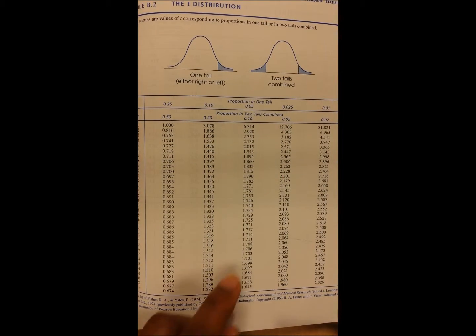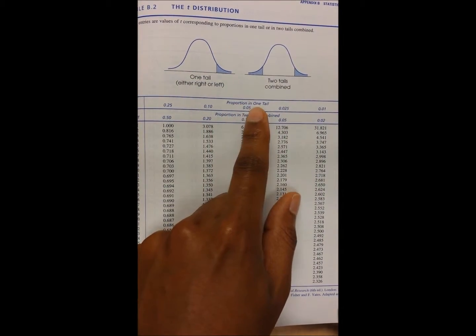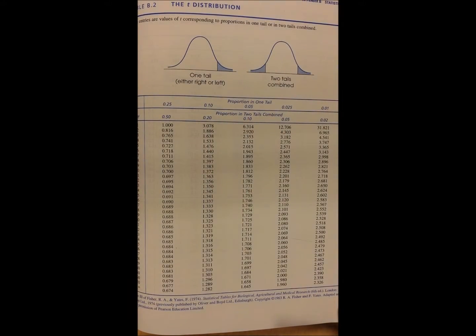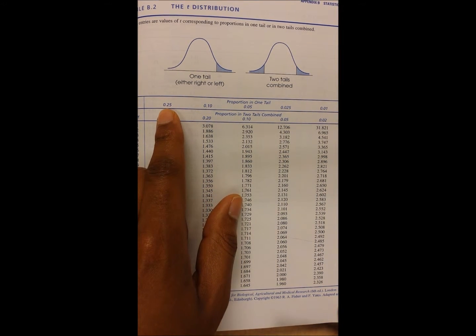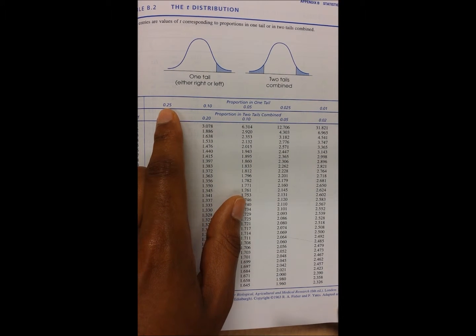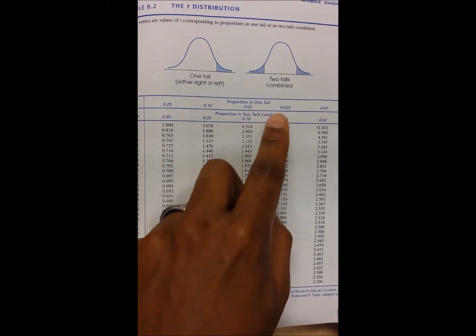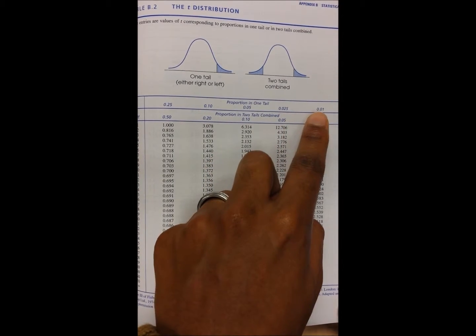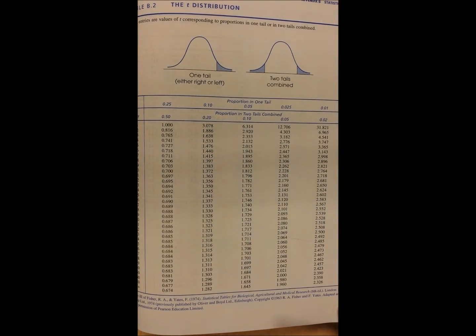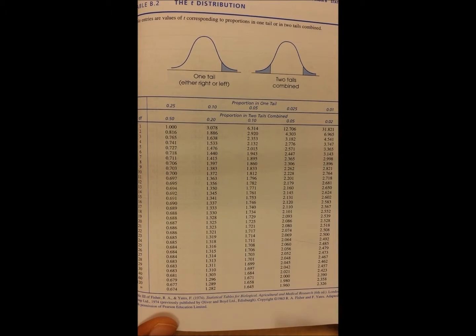So you have at the very top this horizontal box right here. It says proportion in one tail. So it gives you the proportions located in one tail if you're doing a directional test or a one-tail test, and it gives you these different decimals. So there's 0.25, which is 25%. If you take that 2 decimal places to the right, it gives you 25%. That's 10%, 5%, 2.5%, and 1%. Okay. So all that'll be given to you in your problem.